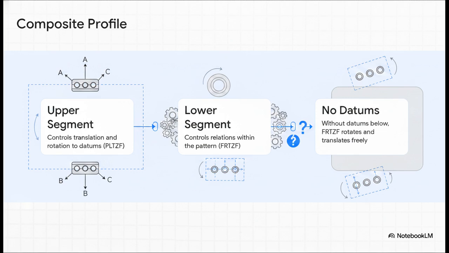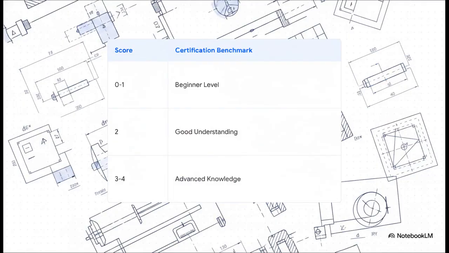And as Section 11.6.1.3 explicitly states, when datum feature references are not specified in that lower segment, the FRTZF is totally free to rotate and translate. So you've essentially tightly controlled the hole-to-hole spacing, but the whole cluster can just freely float and spin inside the larger upper segment tolerance zone during inspection. Mind-blowing, right? Okay, the challenge is officially over.